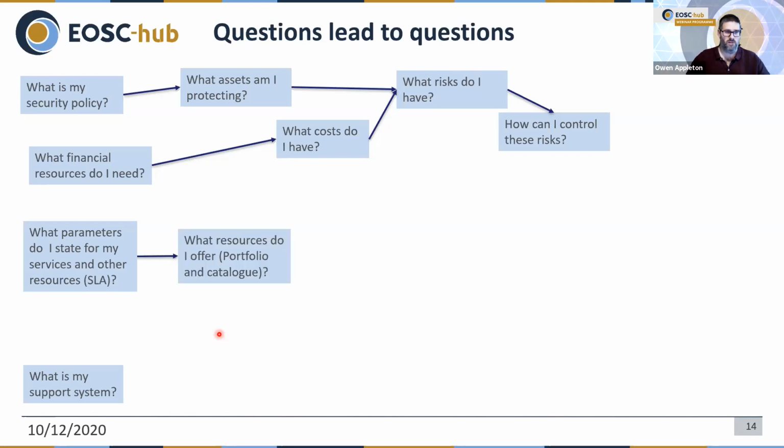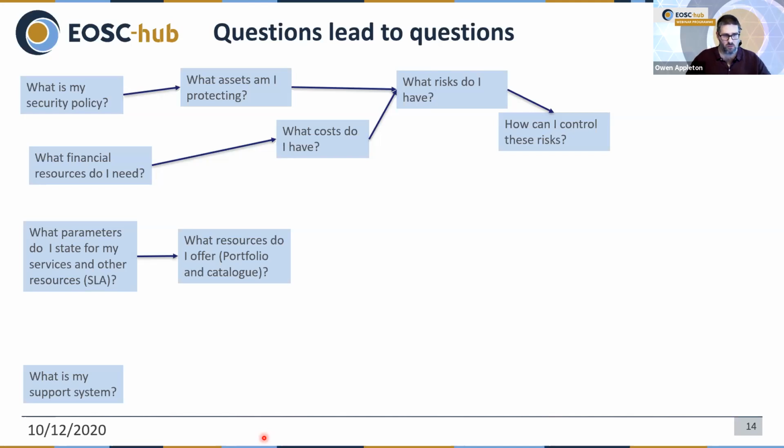If we go a little bit further down, what parameters do I state for my services and other resources? So what's in my SLA? Well, the first thing you have to do here is think about what you offer. What resources do you actually offer? This may seem like a simple question, but through probably coming up on 10 years of experience in trying to ask people this from the research sector, most organizations know what activities they perform, but they may not think of them in terms of value generating services in the way that a more formal management system would.